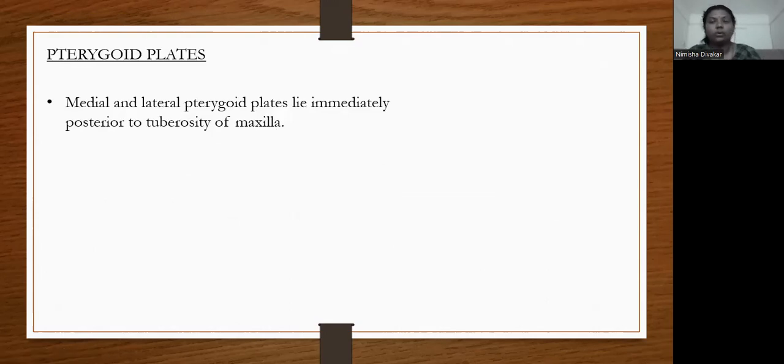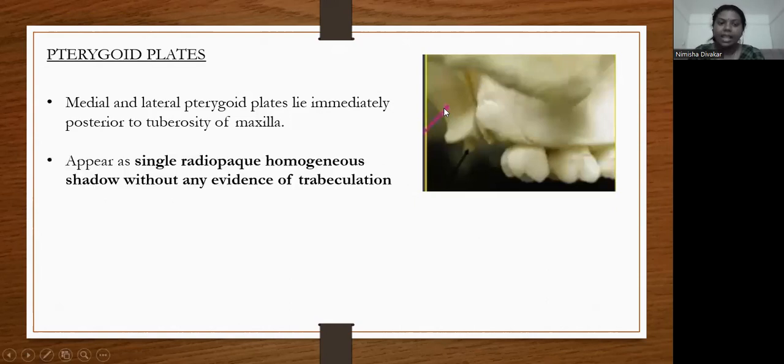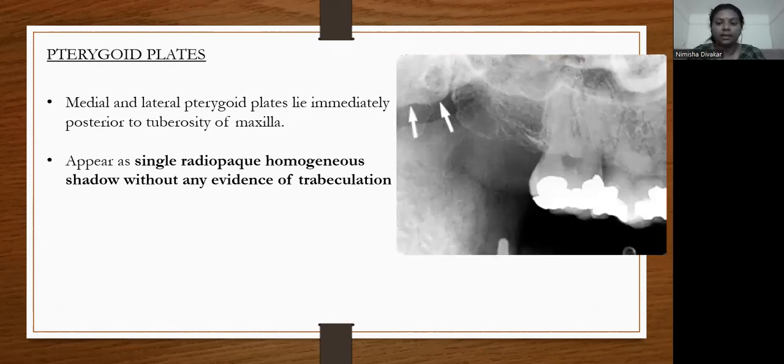Then pterygoid plate. So we know lateral pterygoid plate and medial pterygoid plate. The lateral and medial pterygoid muscles are attached, and these plates lie immediately posterior to the maxillary tuberosity. This pink arrow is the exact location of pterygoid plate. It appears as a simple radiopaque homogeneous shadow without any evidence of trabeculation. So posterior to maxillary tuberosity, it is denoted by a white arrow. You can see with no trabeculation, a single radiopaque homogeneous mass.